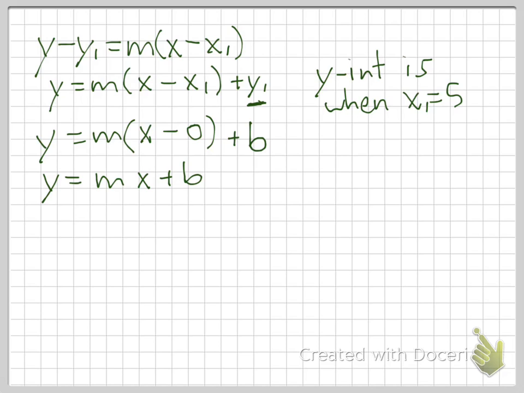So if you plug in and you solve through it, you're still kind of doing the same thing. You're still getting to that slope-intercept. It's just that point slope gives you a nice form to start with. You plug in your point, you plug in your slope.